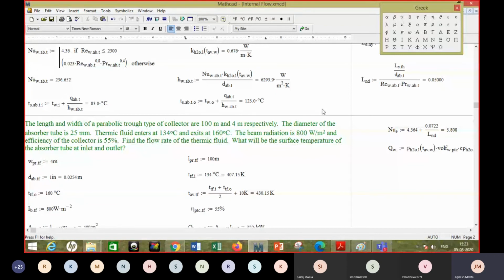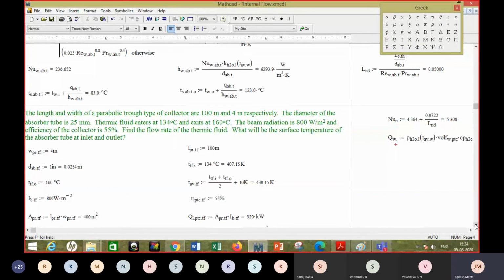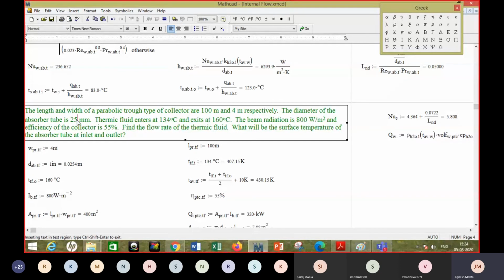We may not be able to perhaps finish that in this lecture, but the initial part you can see, just the information given has been listed down here. So the width of the trough is 4 meters, the length of the trough is 100 meters, diameter is 25 mm, right? I've written it as 1 inch, so 25.4 mm. So a small difference. You may write 25.4 here, right?